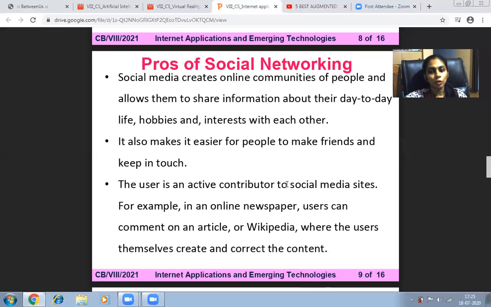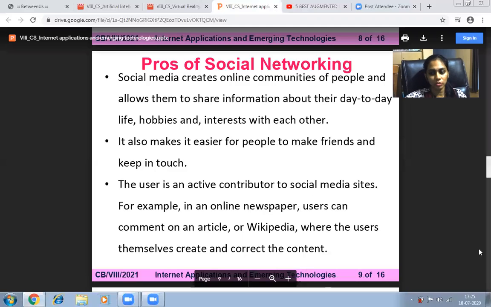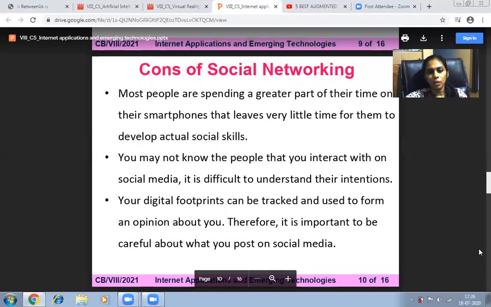A user is an active contributor to social media sites. For example, in an online newspaper, users can comment on an article, or on Wikipedia, where the users themselves create and correct the content. Of course, I may not need to explain this because you all know it. Any content or information you can put as a post, and you can discuss any article. Under an article you can put your point of view, your friends or followers can comment on it, and you can edit your post anytime, any number of times. These are all the advantages we have seen as pros.